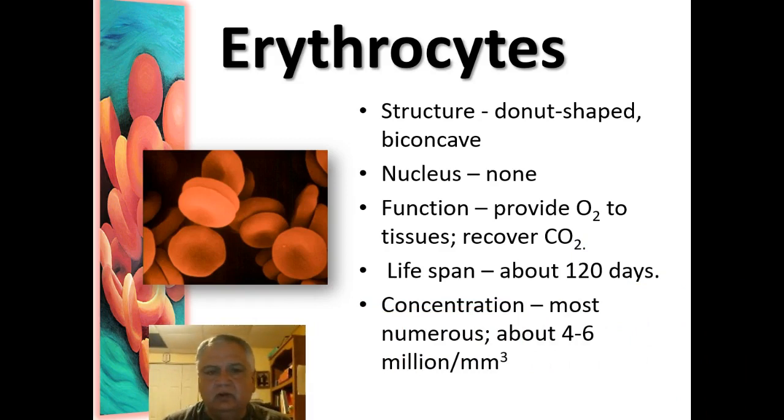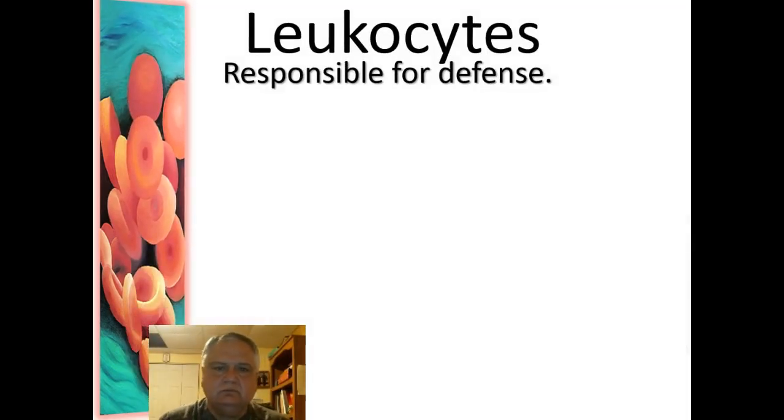Erythrocyte concentration: these are the most numerous of the formed elements in the blood, and they make up about 4 to 6 million erythrocytes per cubic milliliter of blood. So whenever we take a look at that, how much is a cubic milliliter? Well, that's about a teaspoonful of blood. So what we're saying is that you have about anywhere between 4 and 6 million red blood cells in every teaspoonful of blood that you have. That's a lot of red blood cells.